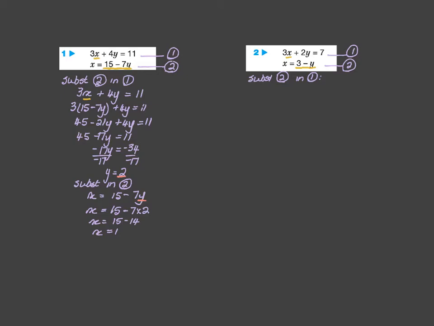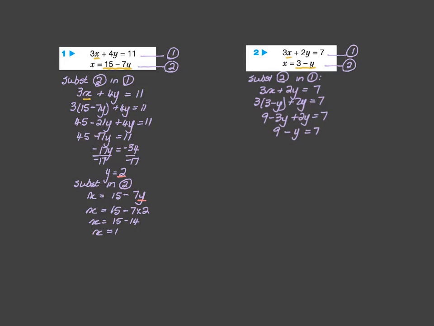Write down 1. 3x plus 2y is equal to 7. Then do the substitution. It's 3 times 3 minus y, plus 2y is equal to 7. 9 minus 3y plus 2y is equal to 7. Add my like terms. I have 9, and then minus 3y plus 2y is minus 1y is equal to 7.